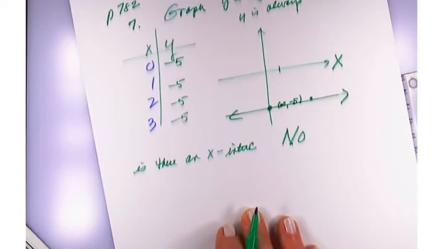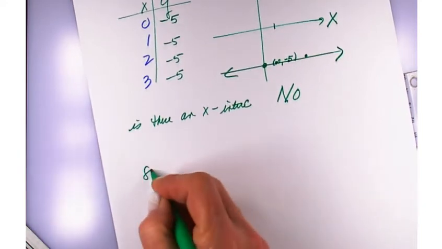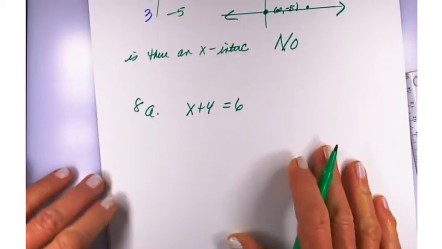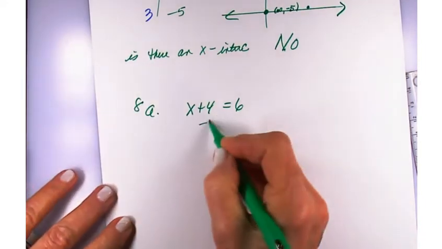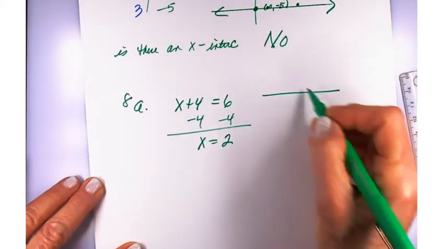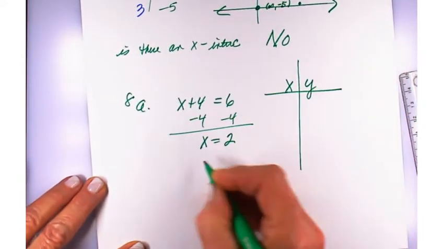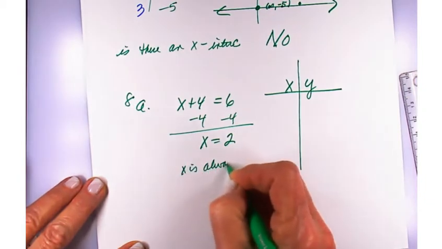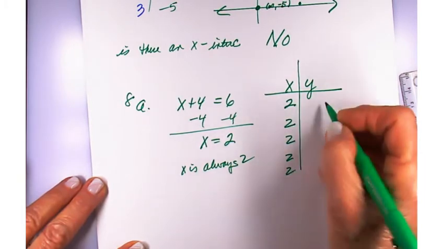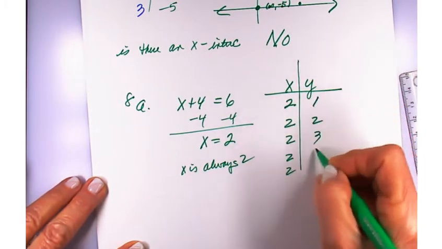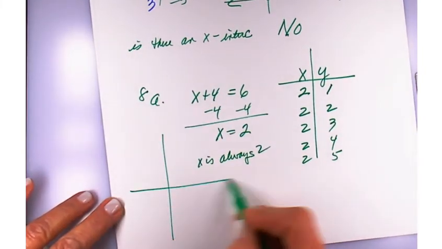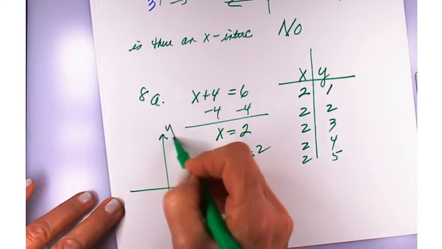Then let's look at 8a, x plus 4 equal to 6. Well, I have to simplify that. I have to subtract the 4 first in order to see what it looks like. So this says x is always 2. So I'm going to put 2, 2, 2, 2. And in the y, I could put down 1, 2, 3, 4, 5, whatever I want. Okay? So when I graph that, x is my horizontal, y is my vertical.